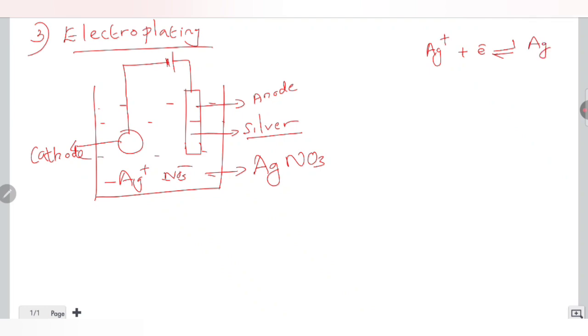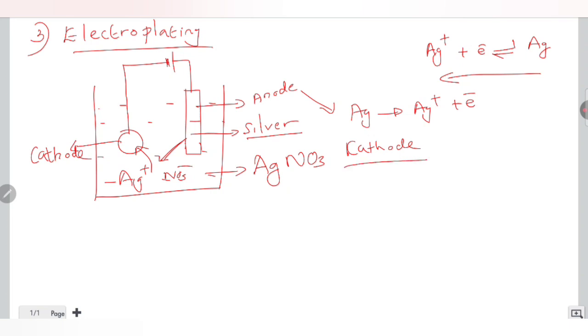So at anode, it's oxidation. Oxidation means you write from right to left. So at anode, Ag is changing to what? Ag+ plus 1 electron. Okay, so the Ag+ will come into the solution, right? From the solution, the Ag+ is moving towards what? The negative electrode, which is our ring. There it undergoes what? Reduction. So at cathode, what is happening is reduction, right?